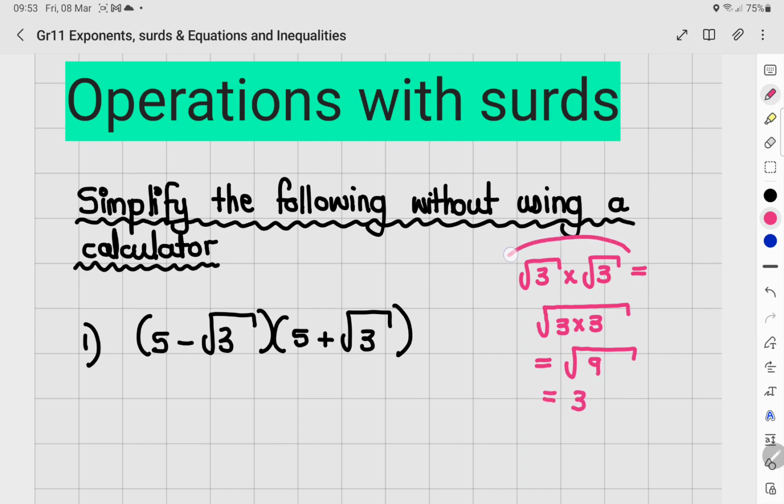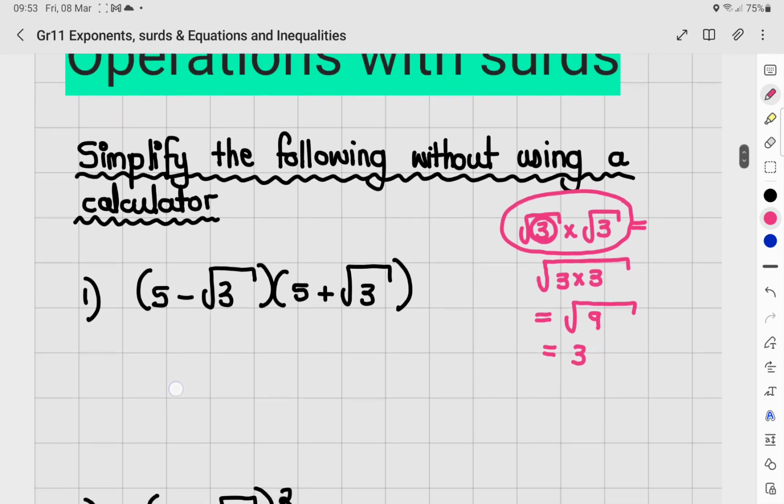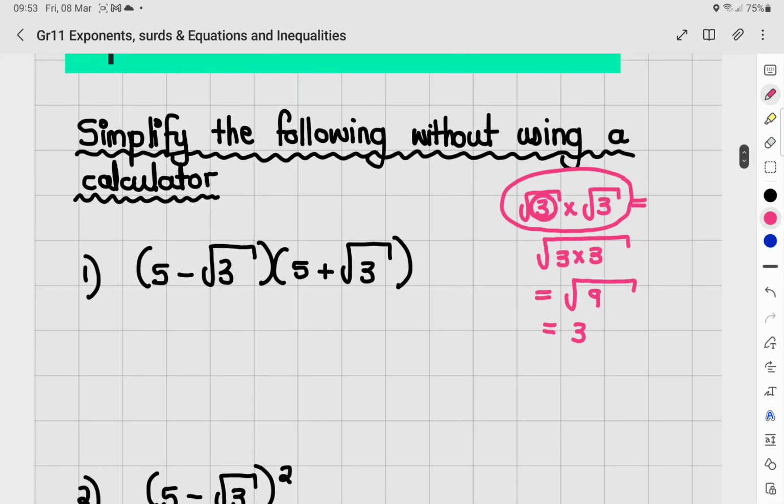So when you multiply two square roots of 3, just remember that your answer is going to be the inside of one of those square roots. Obviously the number must be the same. So your answer is 3. I'm going to leave that there on the side so that we can refer back to it.